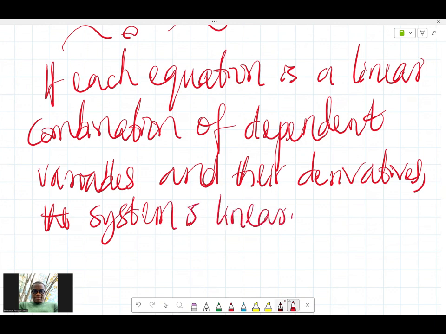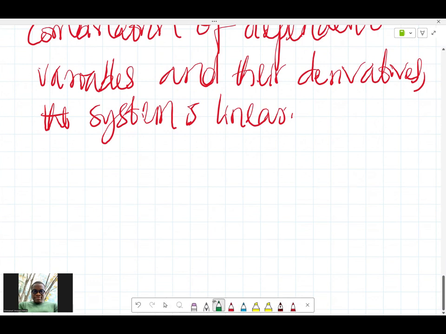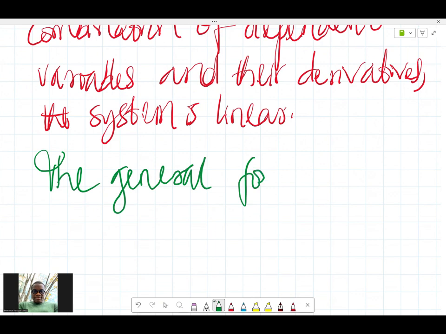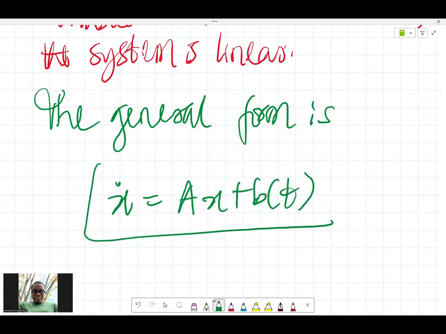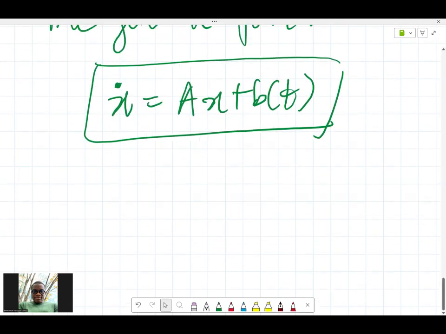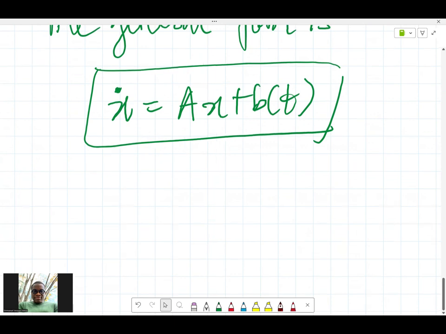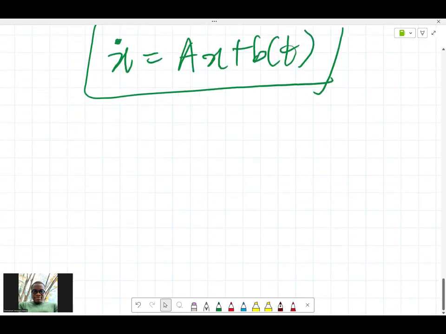The general form is x dot equals Ax plus b of t. This is the general form of a linear system. That means you can have x1 dot equals a1 x plus b1 of t and so on, up to xn dot equals an xn plus bn of t. Now, that's for a linear system.